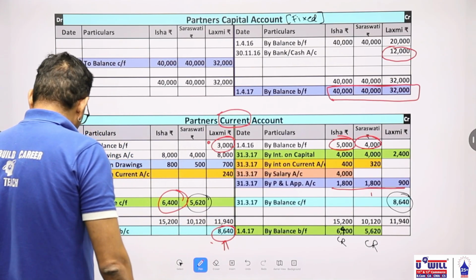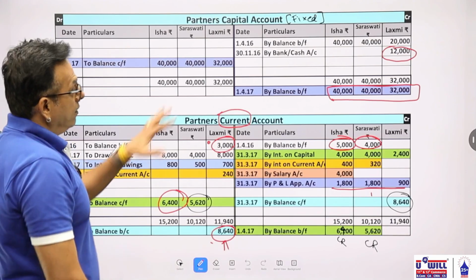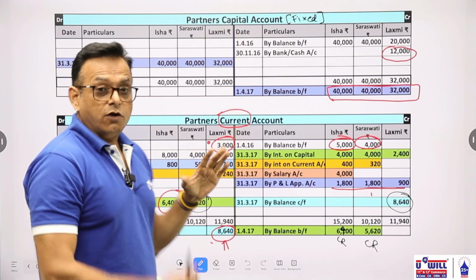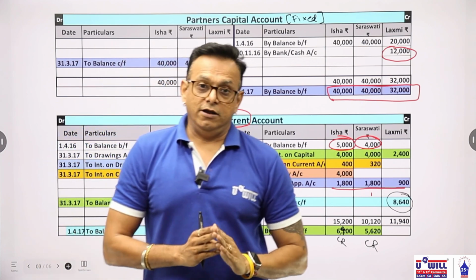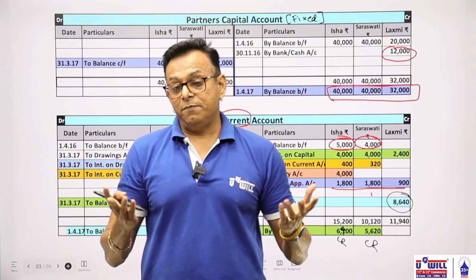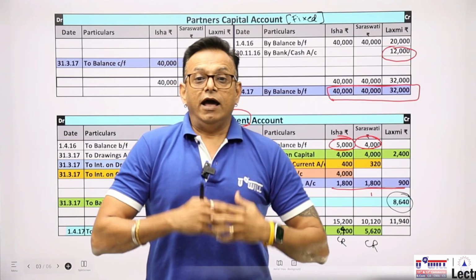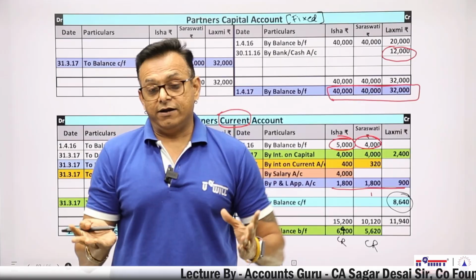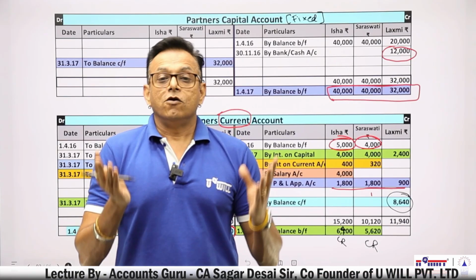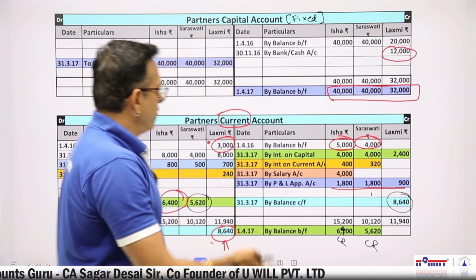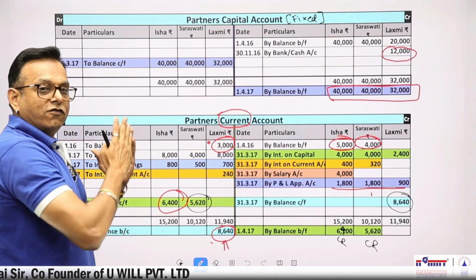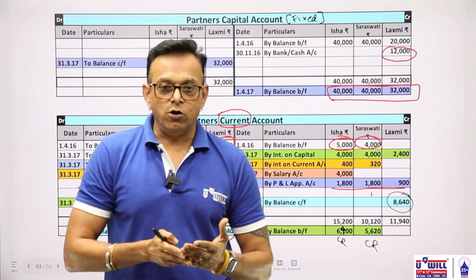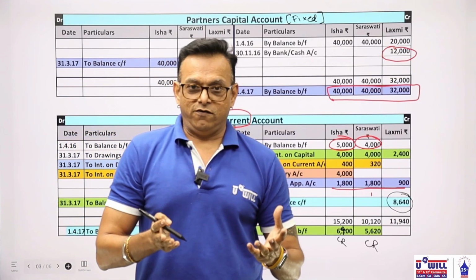Now, which one is a better method? Capital account and current account separately, or only capital account? Which one is a better presentation? As an owner, as a user of financial statements, which method do you feel is better? Obviously, my dear students, this one would be a better method because this will provide more information to the user, more information to the stakeholders, more information to the owners.